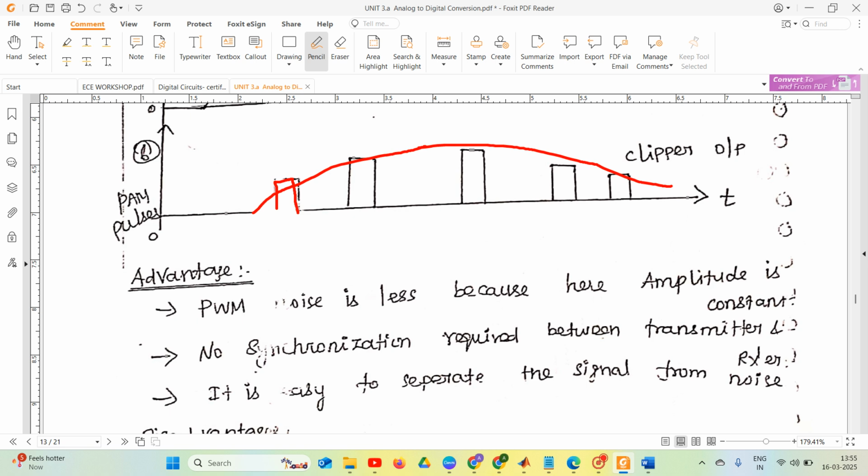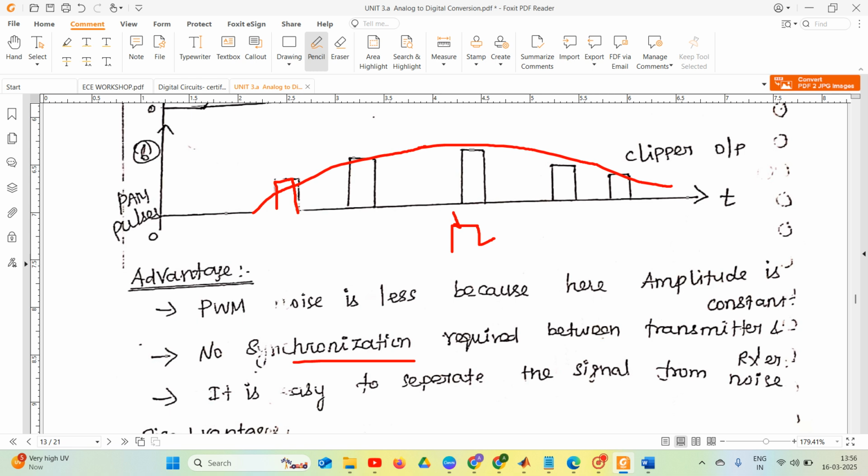My advantage is it is more immune to noise, right? It won't affect the width of my pulse. It won't affect the width of the pulse because of noise. It only affects the amplitude. It's more immune to noise. We can easily separate the noise and the PWM signal. And here a synchronization circuit is not required between the transmitter and receiver.